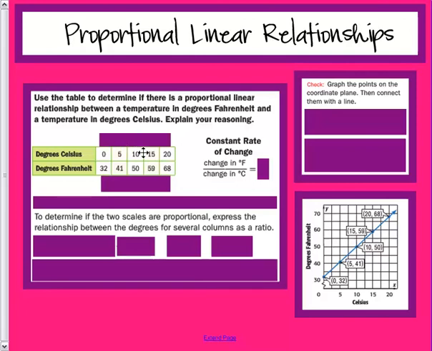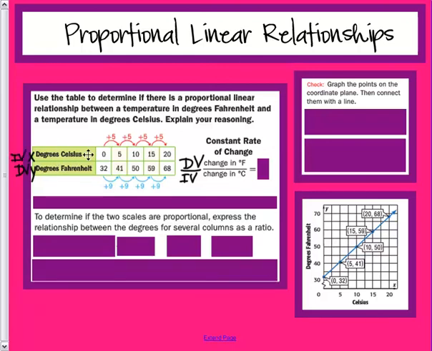So if we look at the dependent variable down here, everything is increasing by 9. The independent variable is increasing by 5. So if I put my IV on the bottom and my dV on top, I'm finding the change in Fahrenheit, which is always your Y, and this is always your X, which means this is always your dependent variable, and this one's always your independent variable.